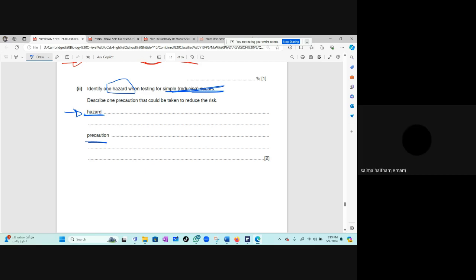Thermostatically controlled water bath. Yes. Okay. Or I will wear gloves. I will not let the Benedict's touch me. Okay.